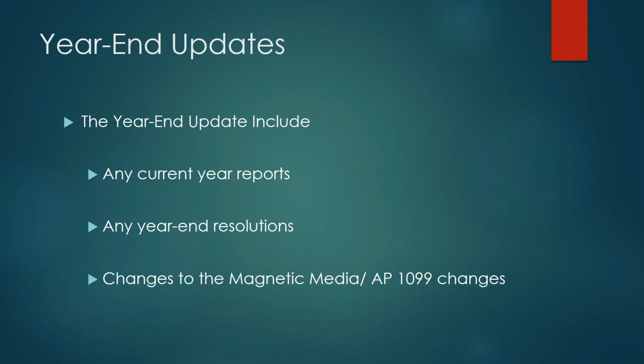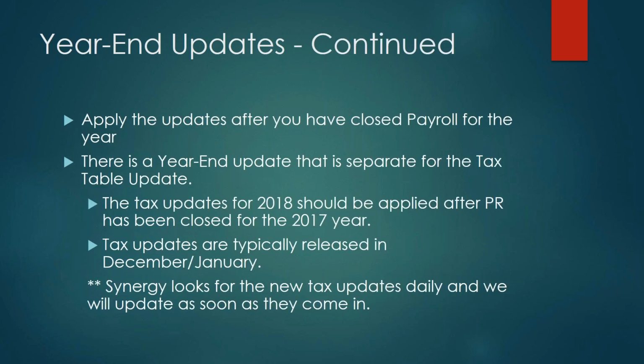Okay, so the year-end updates include any changes to the year reports, any year-end resolutions, and the changes to the magnetic media files. You will apply your year-end updates after you have closed payroll for the year. So just remember that there's usually a couple of updates that come out this time of the year. One is the year-end update that updates our forms and the magnetic media files. The others are tax updates.